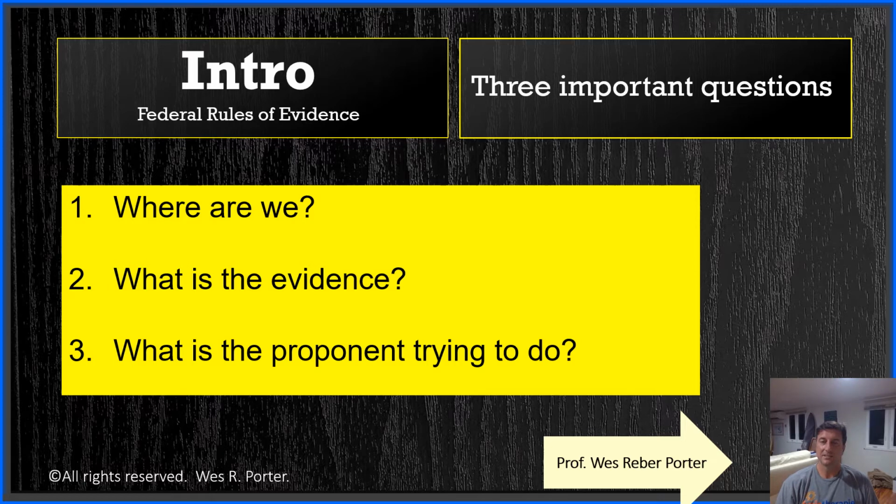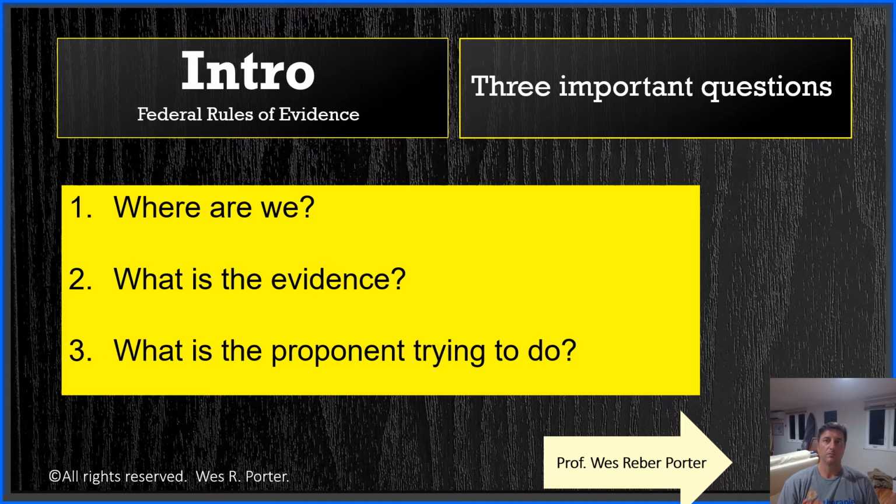But lastly, and this is, I think, the most important question that you can ask in evidence before you actually get to the rules, before you get to relevance, before you get to character evidence, hearsay, and the rest of the rules that come from the articles of the Federal Rules: what is the proponent trying to do?